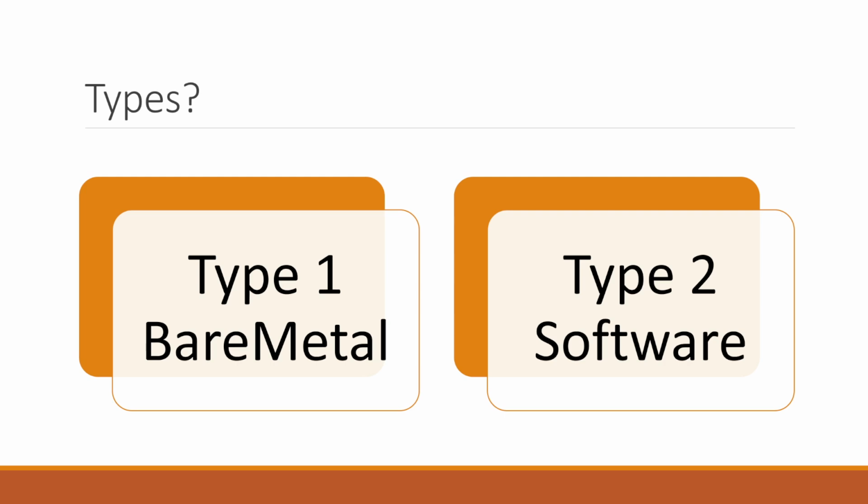Think of this like Oracle VirtualBox, where maybe I want to run Oracle VirtualBox on my laptop that already has Windows on it. I can install a virtual server on top of something that already has an operating system like Windows or Linux already on it. And that's a type 2. Type 1 is dedicated bare metal. Type 2 is software on software.